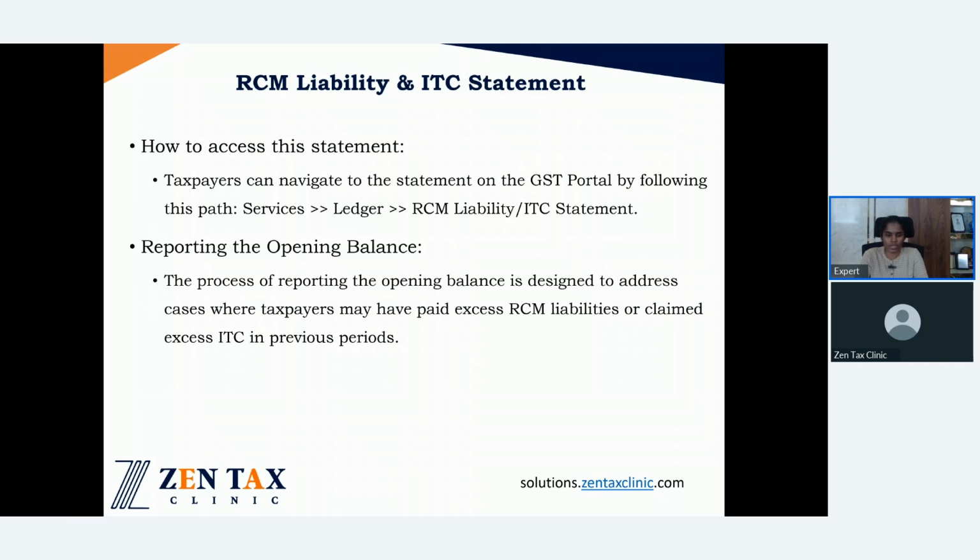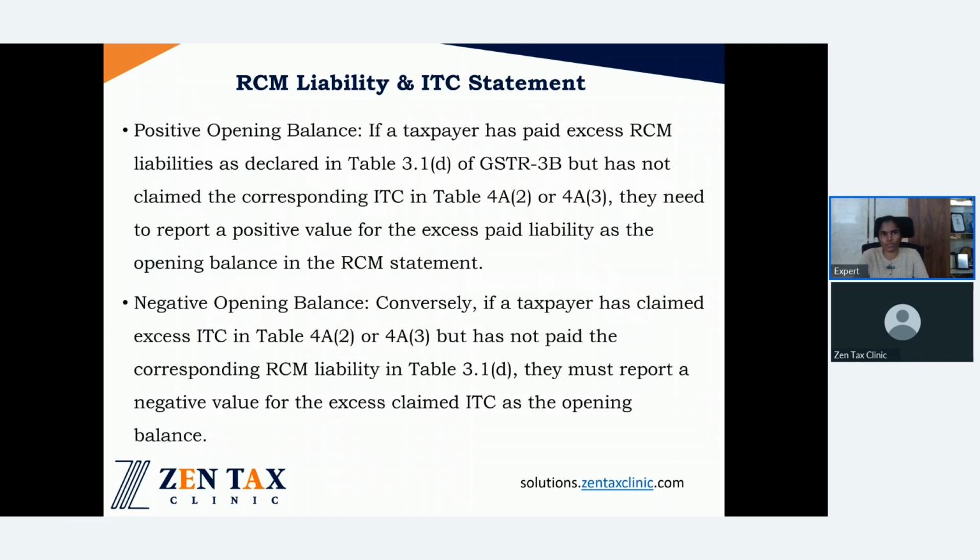You just have two options. It's either a positive opening balance or a negative opening balance. A positive opening balance is when you have paid RCM liabilities in excess of whatever you've claimed under RCM. So that is, you paid excess in table 3.1d of 3B, but have not claimed a credit equal to the same in table 4A2 or 4A3. So you have a positive opening balance.